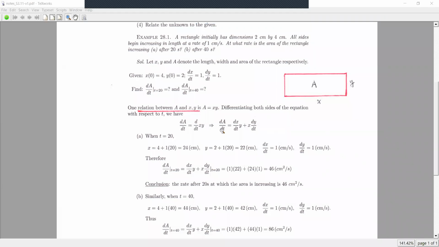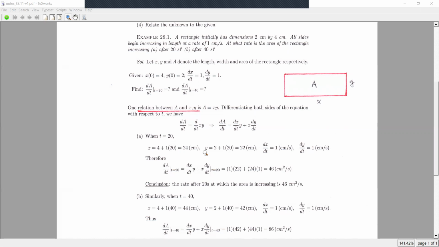This is the increasing rate of the area at a general time t. Now, consider the time instant when t is 20. When the time is 20, the length is 4 plus 1 times 20. Initially, the length is 4, and the increasing rate of the length is 1 cm per second. So after 20 seconds, the length is 24 cm.